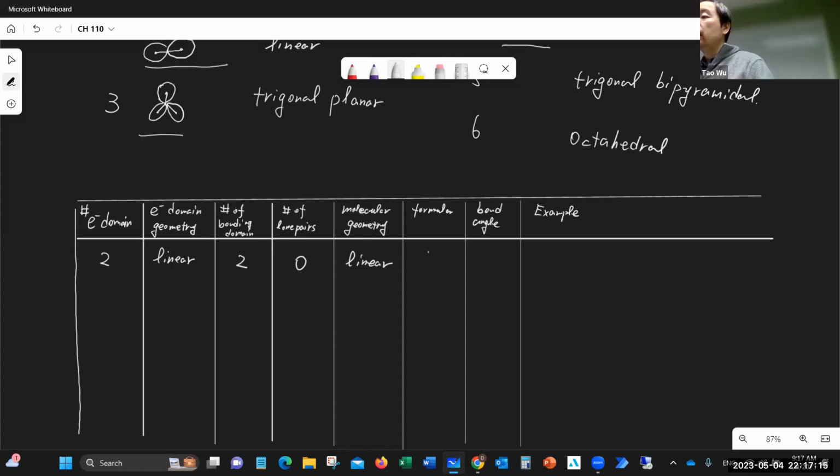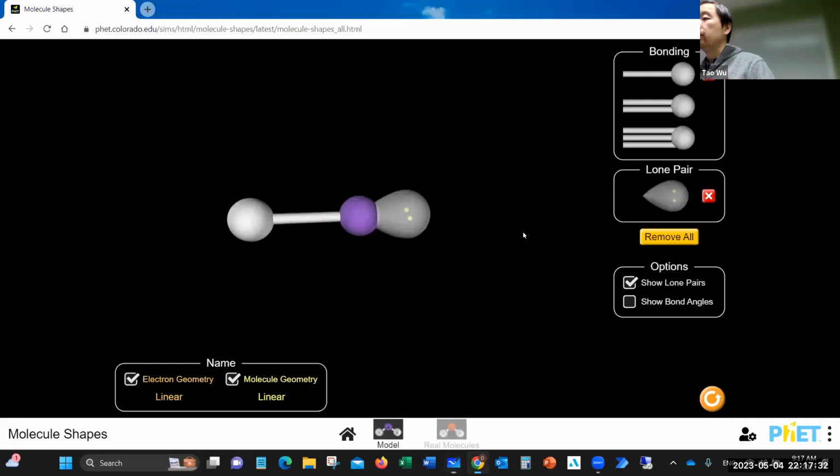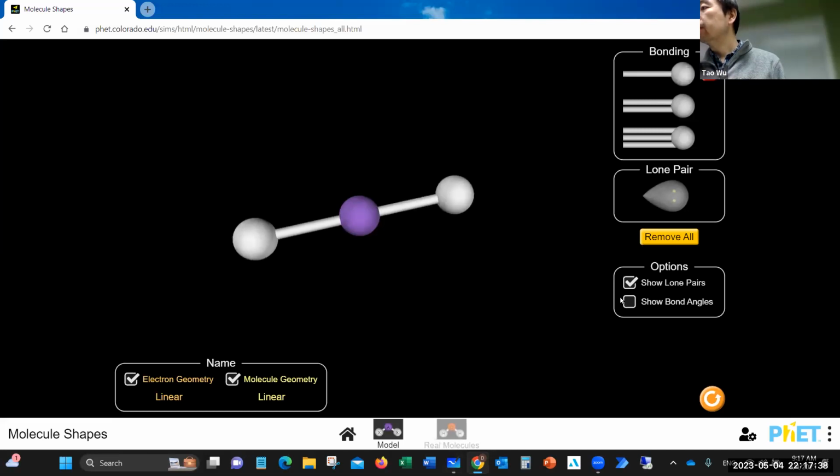The formula you can just write AX2. The A is the central atom, X is the side atoms. So that means they have one central atom and two side atoms. And the bond angle is 180 degrees. What does the bond angle show here? The bond angle is the angle between two bonds. So this bond angle is 180. Make sense, right? Okay, 180.